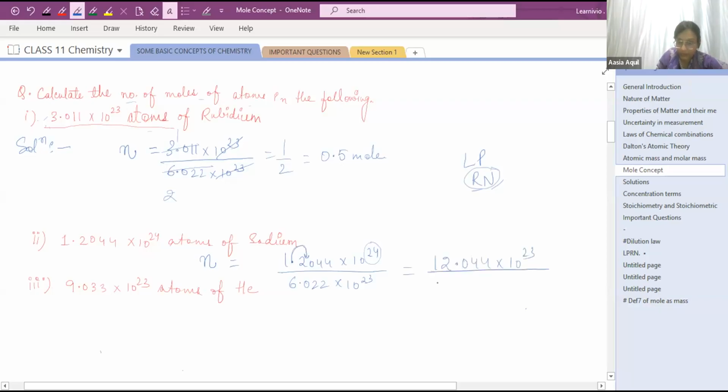Did you understand? Yes, ma'am. Now it's very simple. It will cancel out, and this one is a 2. 6 ones are 6, and 6 twos are 2. So it will give you 2 moles. Number of moles is equal to 2 moles.